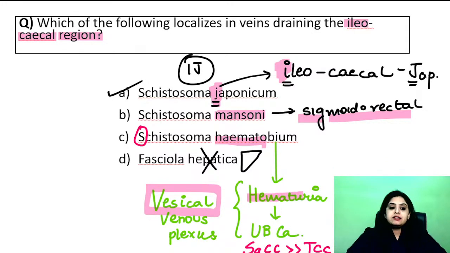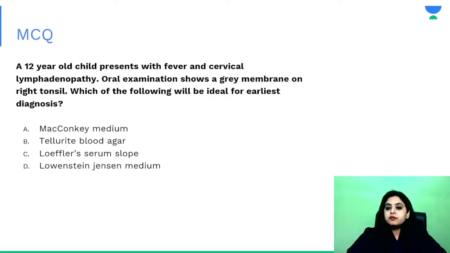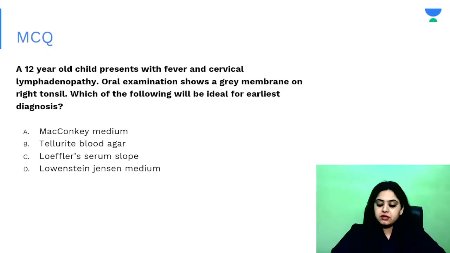Okay, moving on. What was the question over here, which many of you had already started attempting? Very good. So we've already got an answer of B. Some people also said C. Okay, look guys, when you read this, I'm sure with a 12-year-old boy with cervical lymphadenopathy and a gray membrane, you made a diagnosis of Corynebacterium diphtheriae, but you did not read the question correctly. Which of them is ideal, and you are marking tellurite, but ideal for what? Ideal for the earliest diagnosis.